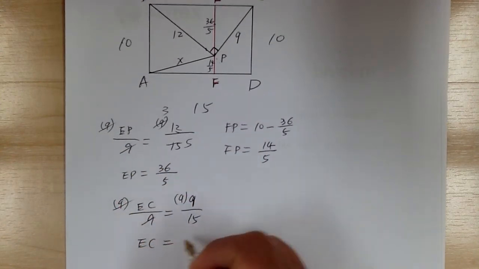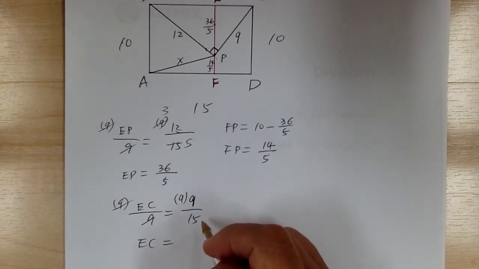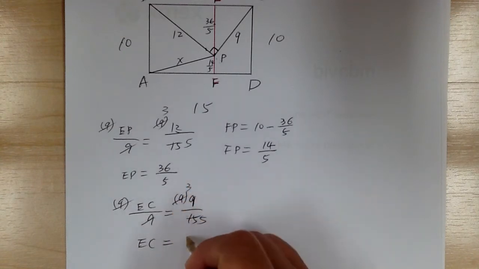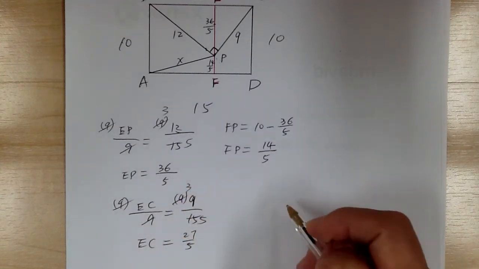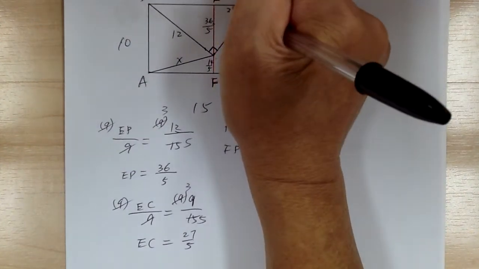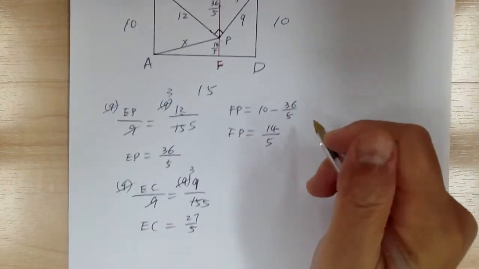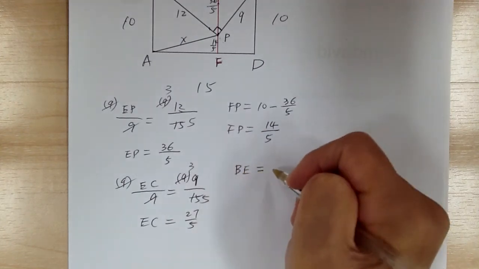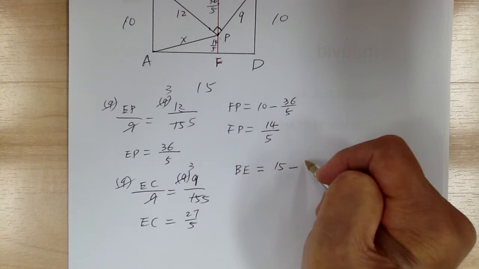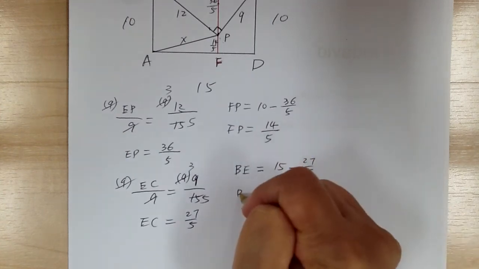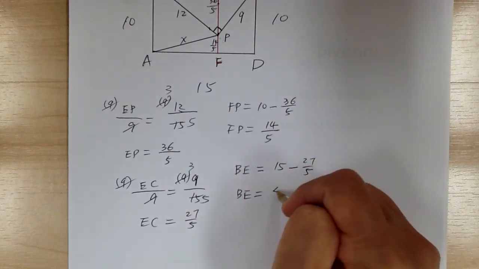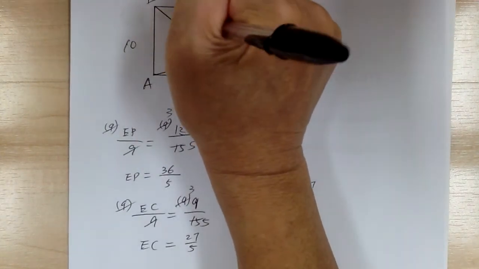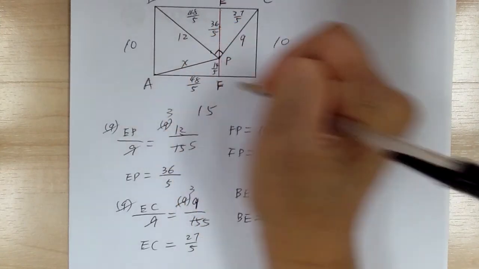So EC is equal to, cancel, so 27 over 5. Then we confirm BE. So BE will equal 15 minus 27 over 5, so BE will equal 48 over 5.